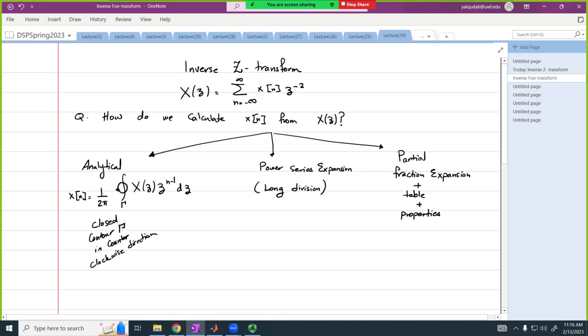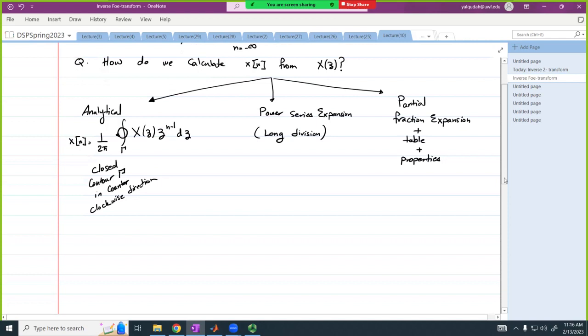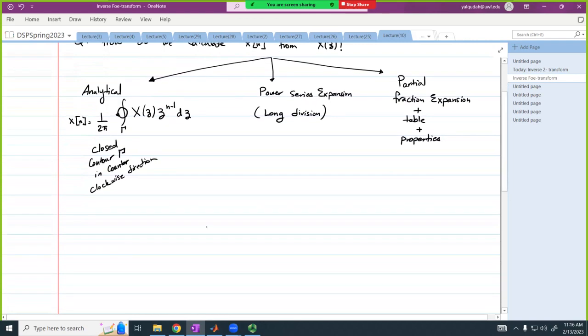So again, we're going to look at the power series expansion, and then we're going to look at the partial fraction expansion. So let's look at the first method, which is the power series expansion, or the long division method.